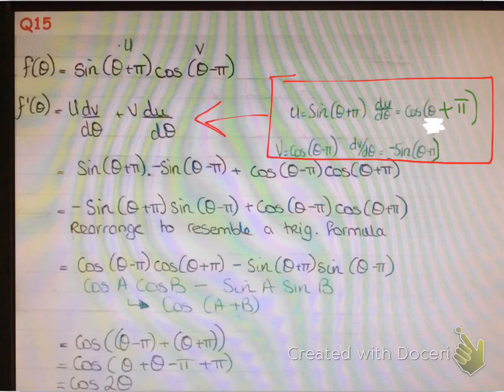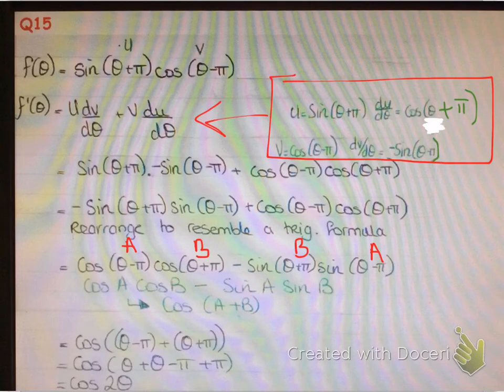Tidy it up. Okay, and now if we just rearrange the formula so that we can resemble some trigonometric identity inside page 14 or 15 of the log tables. So if it's rearranged, we can rearrange it as cos(theta minus pi) cos(theta plus pi) minus sine(theta plus pi) sine(theta minus pi). Okay, so we can let the first angle, theta minus pi, be A. Let this one be B. And over here, you can see we have A again, and this one was B. Okay, just so that the angles are the same in both brackets.